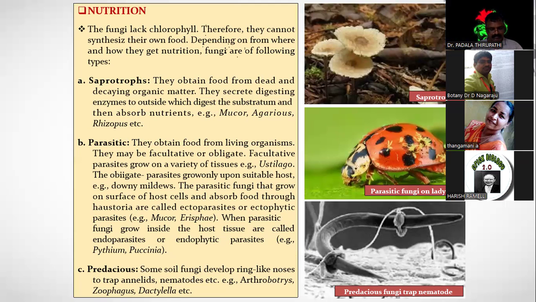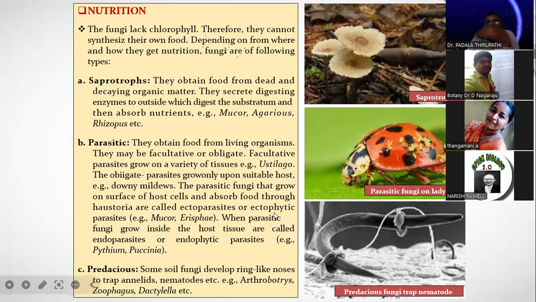Parasites again: facultative parasite, obligate parasites. And ectoparasite and endoparasite. Ectoparasites means it is outside the cell, outside the tissue: Mucor, Rhizopus, Erysiphe. Endoparasites means it is inside: Puccinia, Pythium.